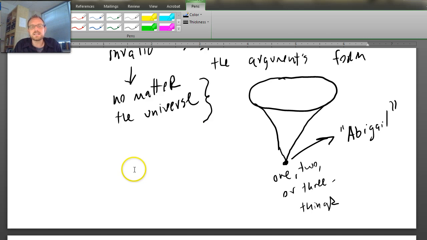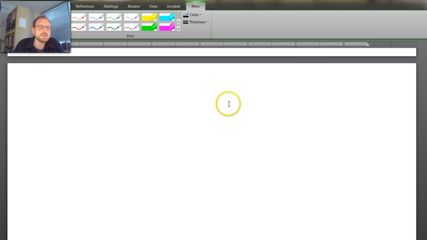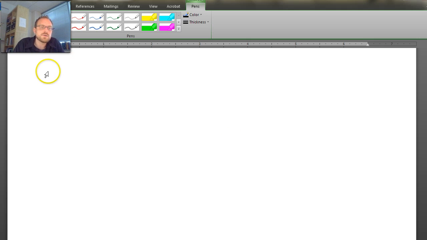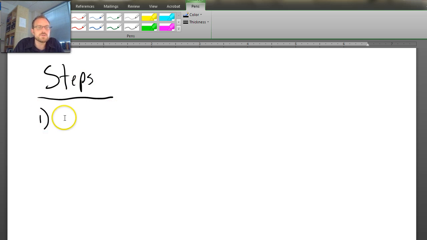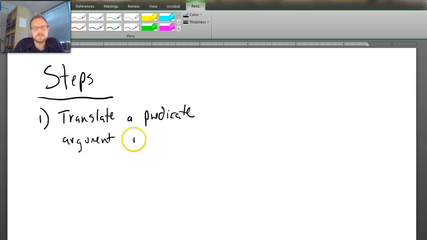So what we're going to be doing in the finite universe method, we'll call this the steps for the method. The first thing we're going to have to do is translate a predicate argument into a finite universe equivalent. Okay, that's the first thing we have to do.